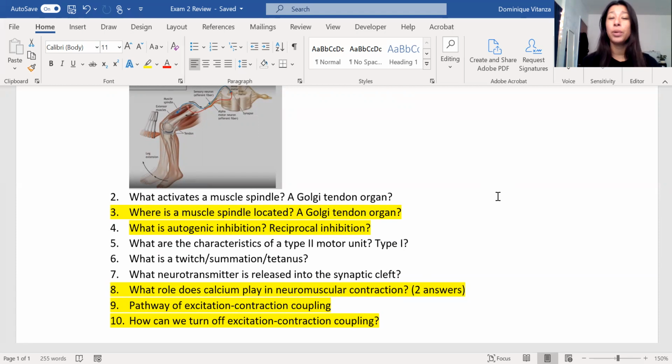Understanding type 1 versus type 2. We haven't talked about that in lab, and I don't remember if he talks about it in this section, but it'll play a big part next exam.